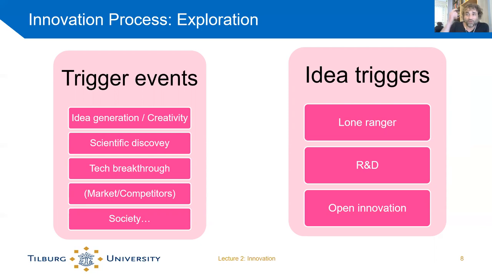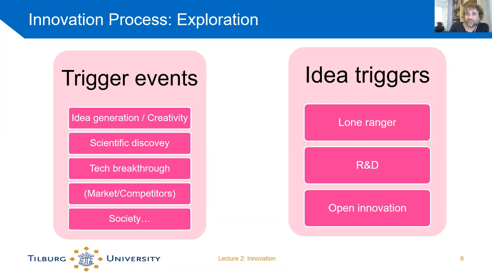It can be a brilliant idea from someone or a couple of persons in your organization. It can also be something you observe in society. For example, we observe that there's climate change, so maybe we can innovate in order to do something with that. Those are examples of trigger events which start the whole innovation process.